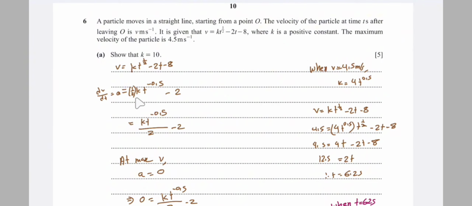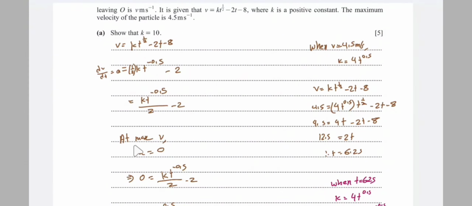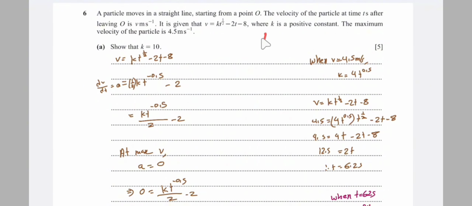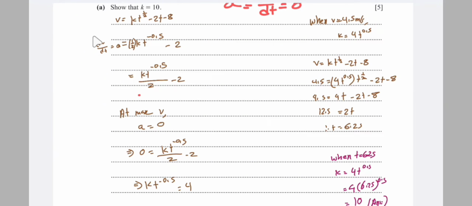And now if we just simplify, then half k t to the power negative 0.5 minus 2, and at maximum velocity, dv by dt is equal to 0. That means dv by dt is acceleration, so acceleration is equal to 0. That means dv by dt is equal to 0, that is, this expression is 0.